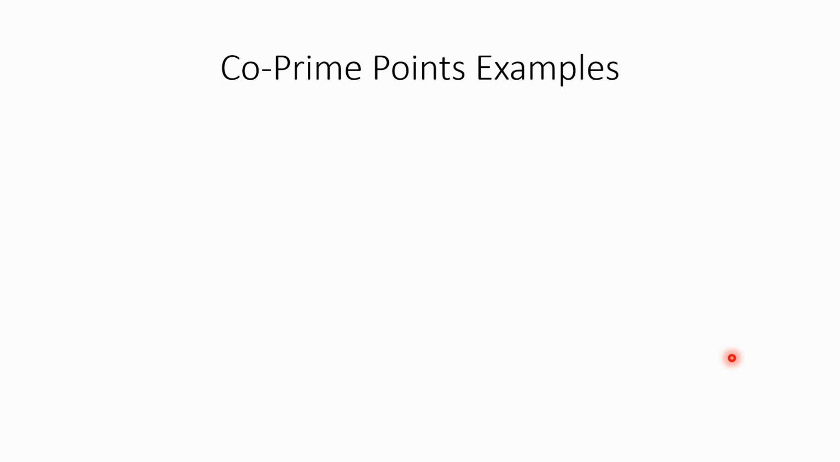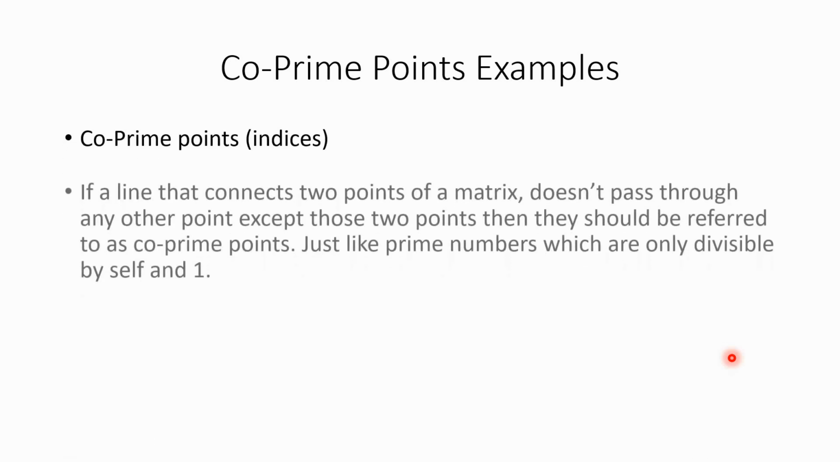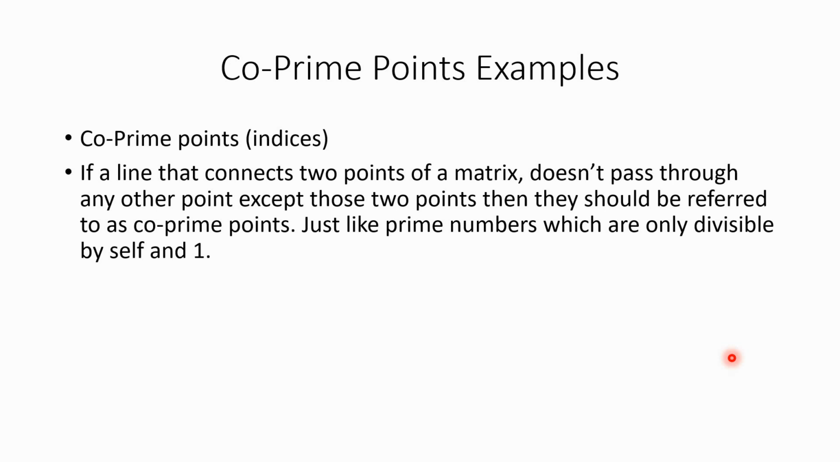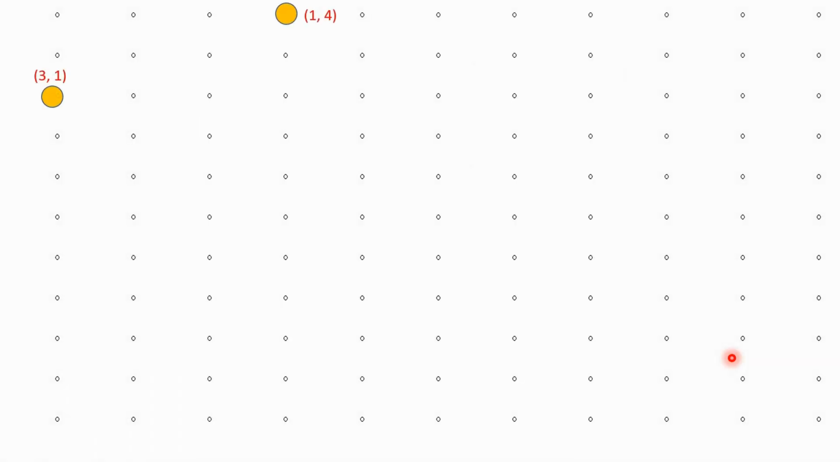Co-prime points. First, what are co-prime points? If a line that connects 2 points of a matrix doesn't pass through any other point except those 2 points, then they should be referred to as co-prime points, just like prime numbers which are only divisible by self and 1. For example, these 2 points, one is at row number 3, column number 1, the other is at row number 1 and column number 4. You connect them through a line and you see that the line that connects these 2 points doesn't pass through any other point.